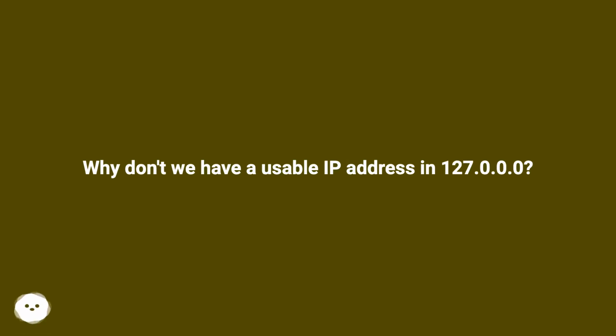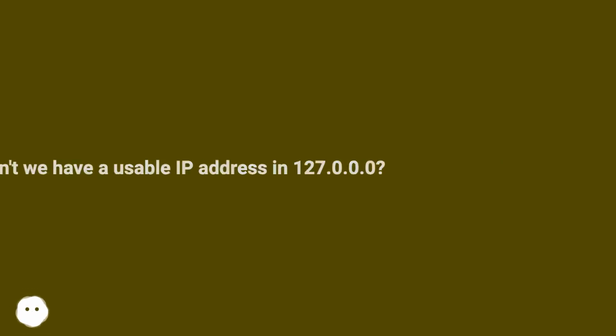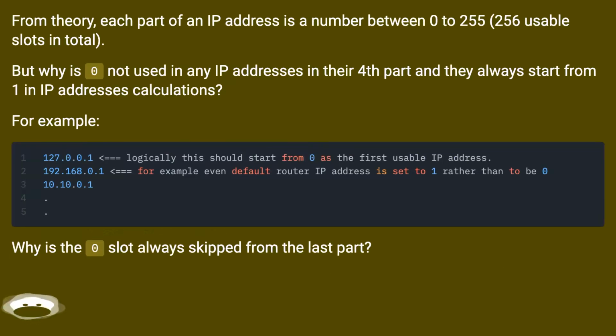Why don't we have a usable IP address in 127.0.0.0? From theory, each part of an IP address is a number between 0 and 255, 256 usable slots in total. But why is 0 not used in any IP addresses in their fourth part, and they always start from 1 in IP address calculations? For example, why is the 0 slot always skipped from the last part?